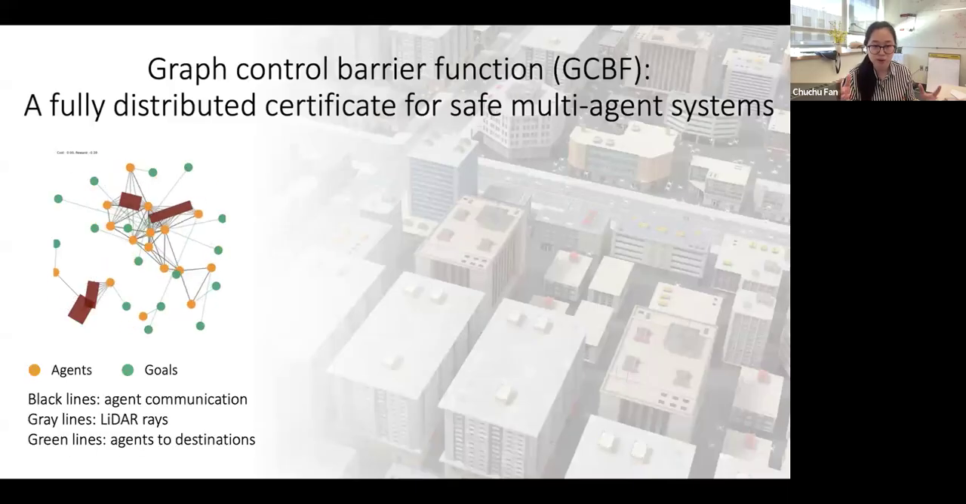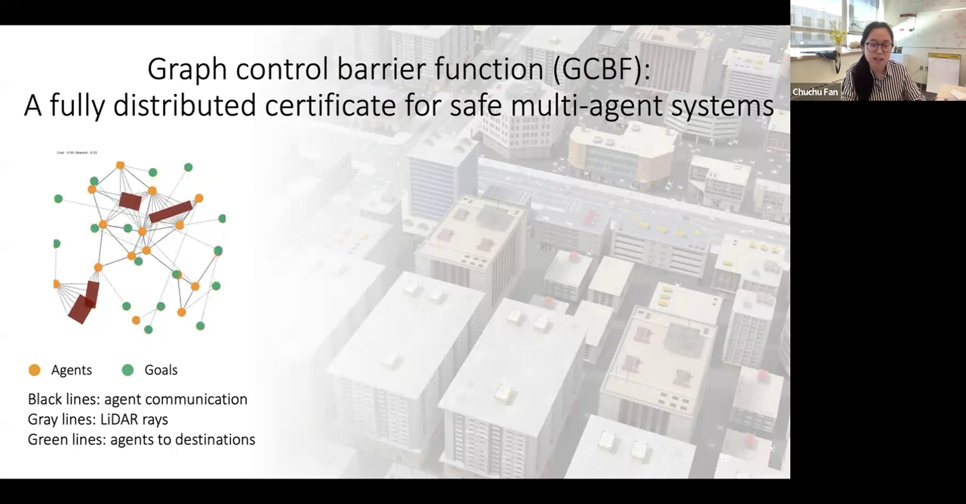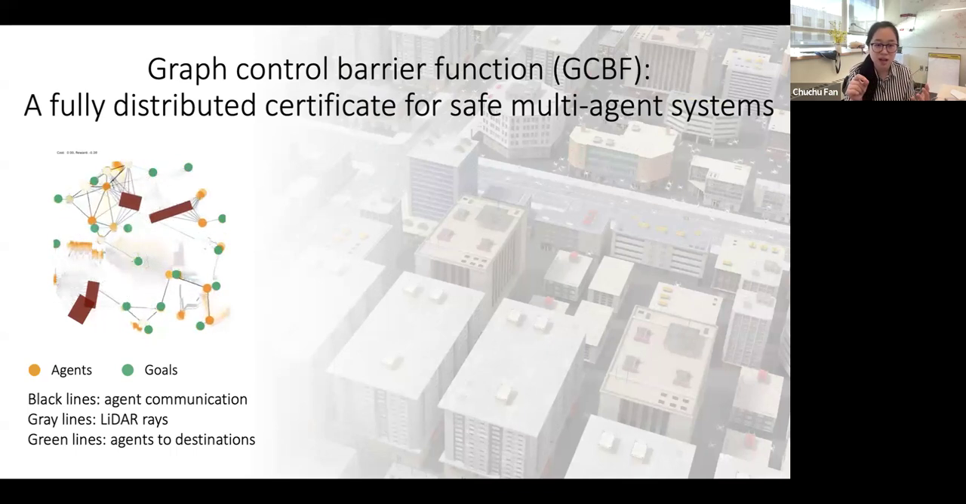So a very quick overview of GCBF, the problem setting. I'm looking at a multi-agent system starting with a very simple setup. So I have all these agents which are orange, and they have some sort of destination. For now, I'm assuming that each agent's destination is given. You can see these green dots, and each of the agents is connected with their destination. If they cannot reach there, you know that they haven't reached their destination.